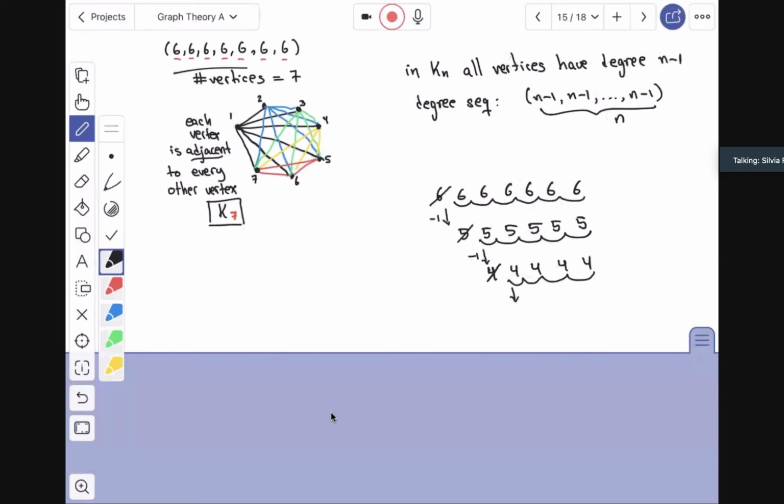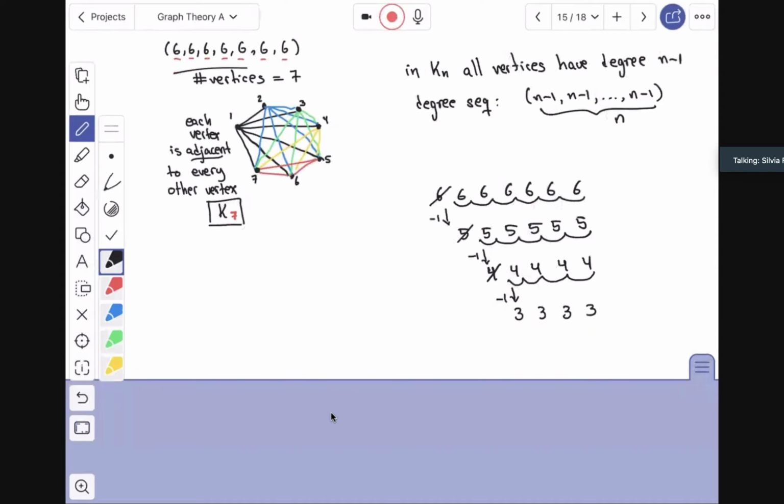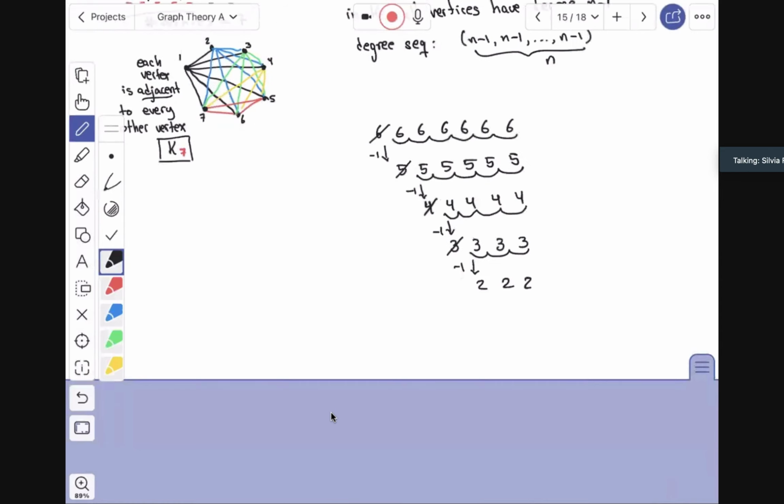I cross out the 4. I need to subtract 1 from the next 4 vertices, which is all of them. Now I get 3s. I reorder. It's already ordered. I cross that out. I need to subtract 1 from those. So that gives me 2, 2, 2. And remember, once you get to a degree sequence that you recognize as the degree sequence of a graph, you can just go back. And it can be at any moment.